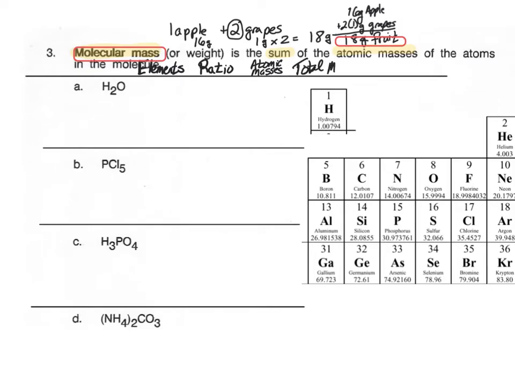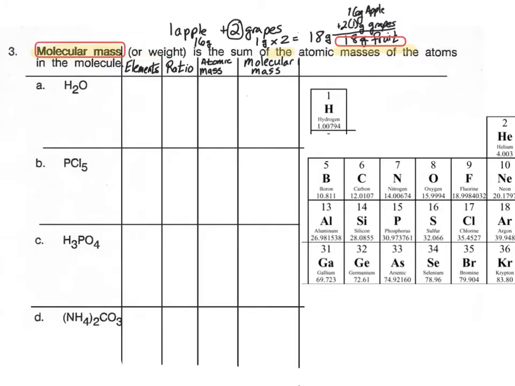Let's start with letter A, which has H2O. Here we see the atoms that are present are hydrogen and oxygen. And in our formula, we see that there are 2 hydrogens and 1 oxygen. The atomic mass of hydrogen is 1 AMU. The atomic mass of oxygen is 16 AMU.